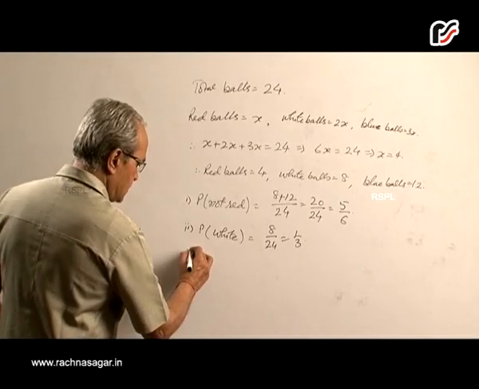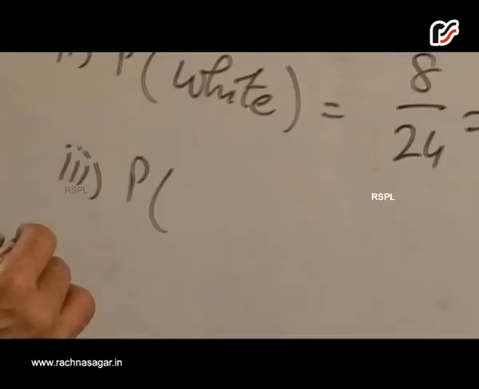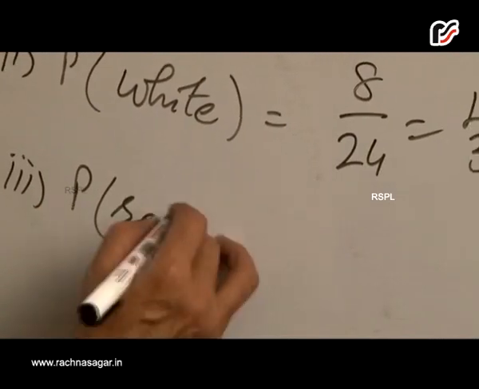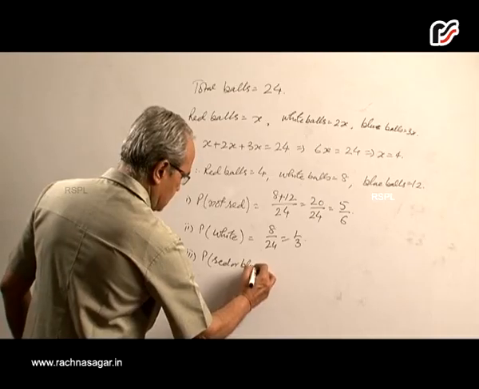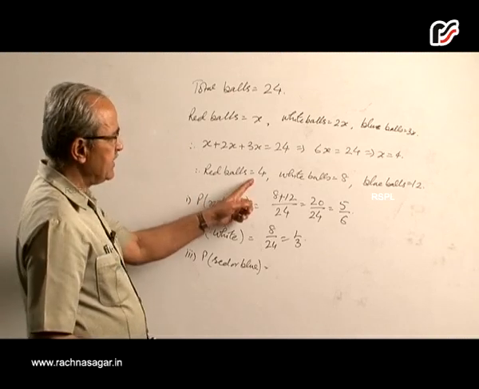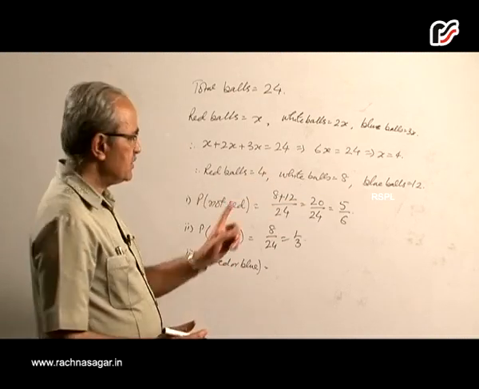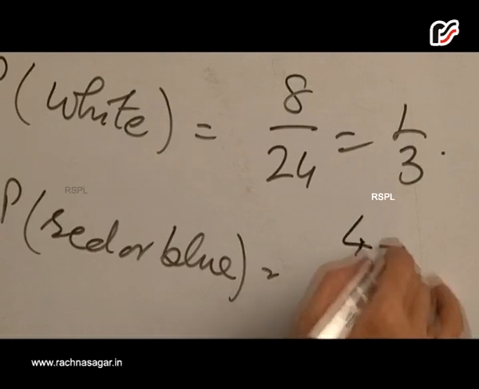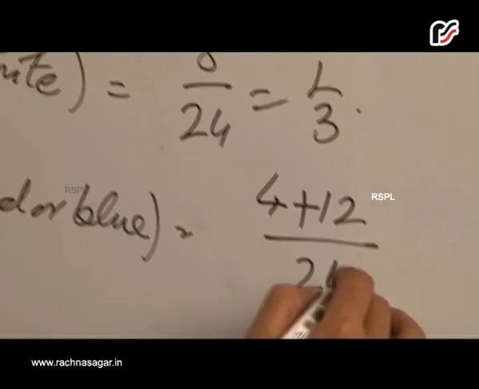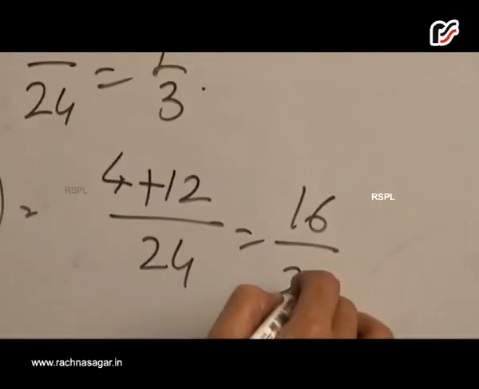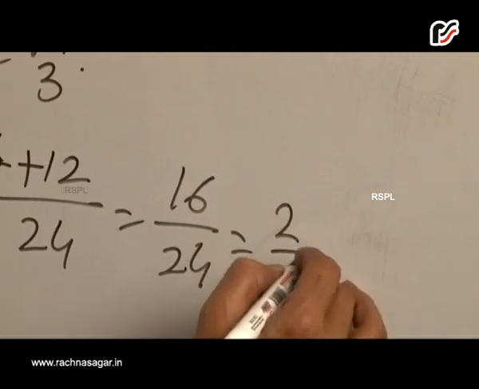And third, probability of red or blue. So favorable is either red or blue. That is favorable, we have 4 plus 12 upon 24. That is 16 by 24, that means 2 by 3.